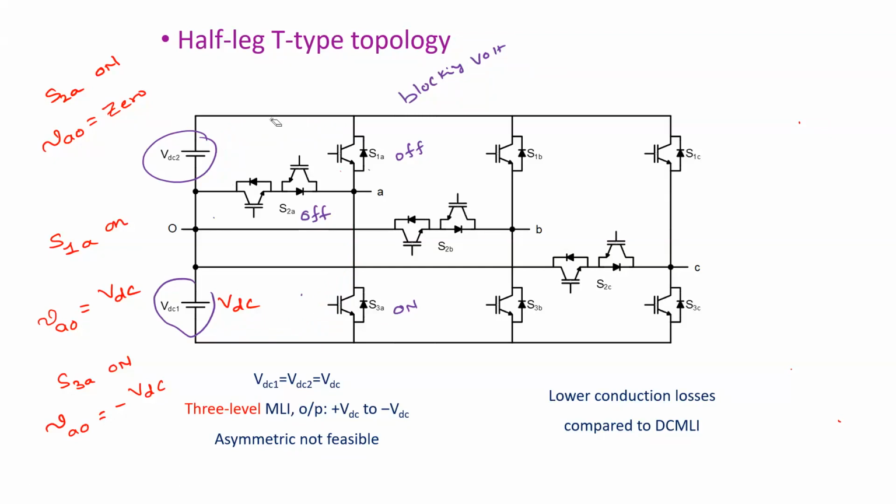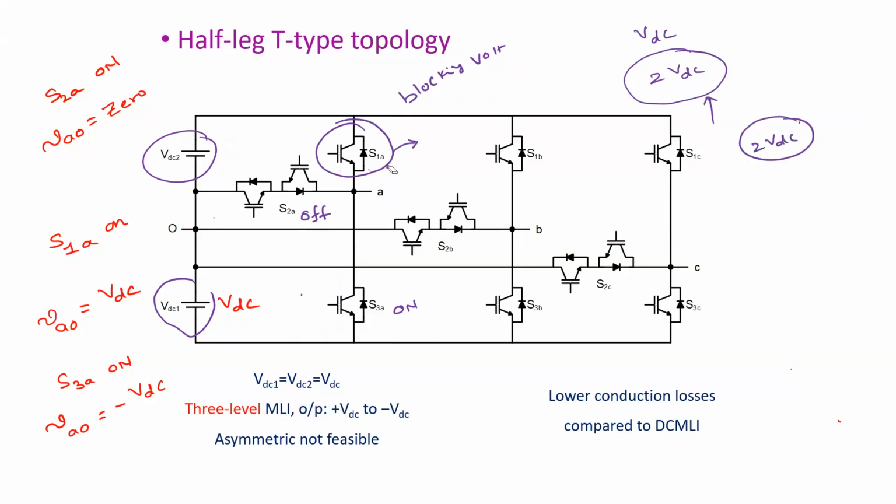right? So now tell me, ideally or theoretically you have only one device, but when you are implementing it, in one case your blocking voltage is VDC and in the other case the blocking voltage is VDC. So when you are talking about the blocking voltage, we need to consider its peak value. That means this device is supposed to block 2 VDC voltage. Even though it looked like only one device, practically you need to replace it with 2 devices.